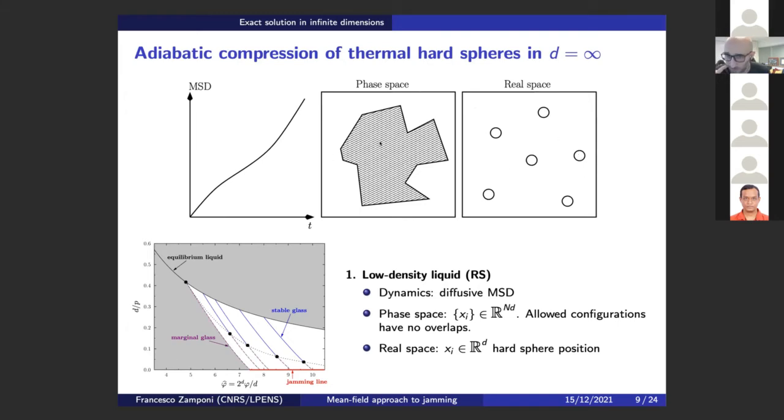This is a phase space view. So here you should think that this can be a two-dimensional system of hard spheres. This is a view in n times d dimensions. It's just to show that you have configurations that are forbidden, because whenever two spheres overlap, the price you pay is huge, so the probability is 0. So the white region is forbidden and the black region is allowed. So you have a bunch of configurations that are allowed, and you can move around, moving the particles around. And here you have the mean square displacement as a function of time.